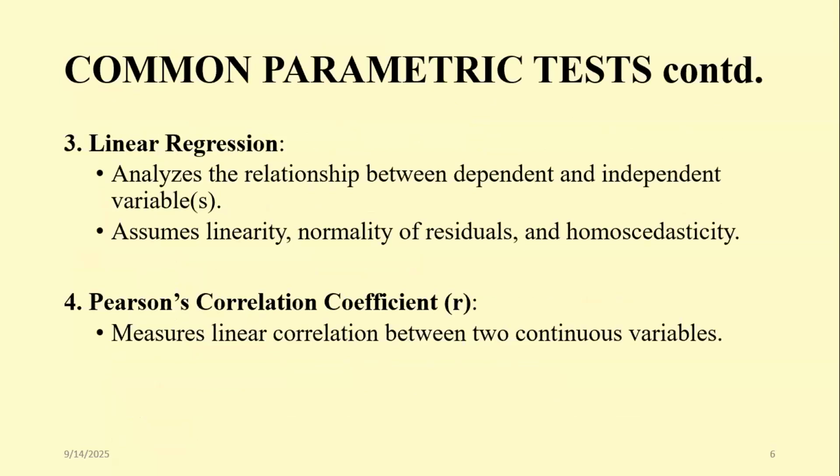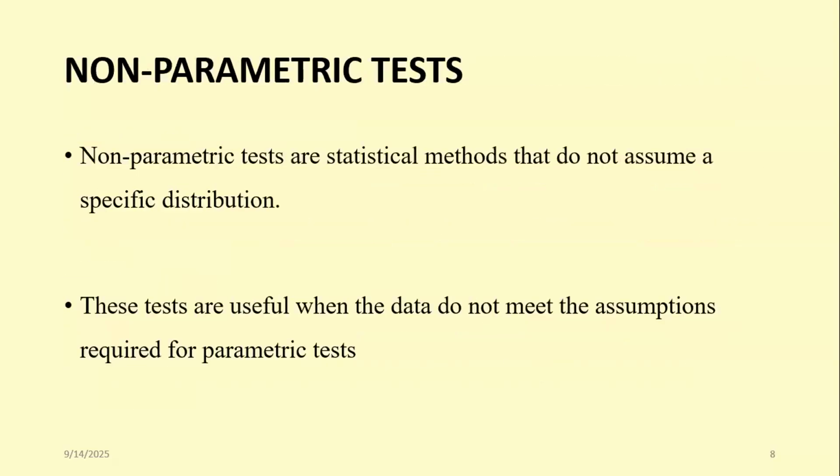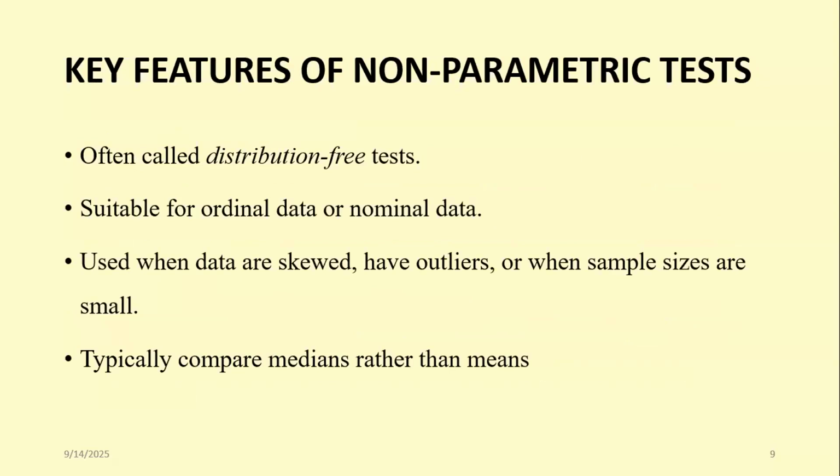Another one is linear regression. When you want to do a regression, linear regression is a common parametric test. Then Pearson's correlation coefficient. If you want to measure a correlation between 2 continuous variables, you use Pearson's correlation coefficient. So these are the advantages and disadvantages.